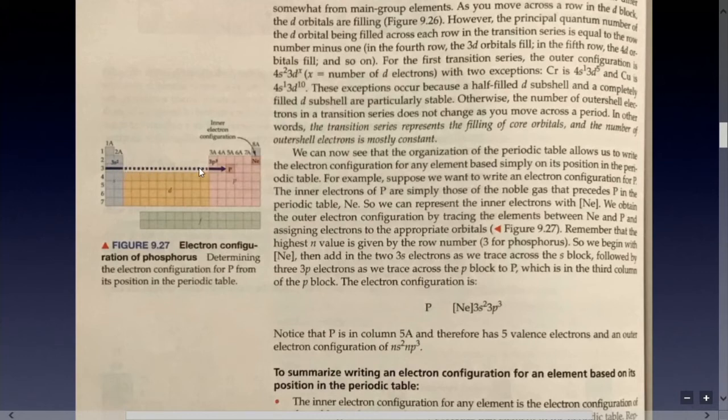I just scroll all the way over to the P block, and I will put our count 1, 2, 3. So there's 3 electrons that need to go in this P block in the 3rd row. So 3p3. So you see how it's like an address? This is like an address of where it's at on the periodic table.